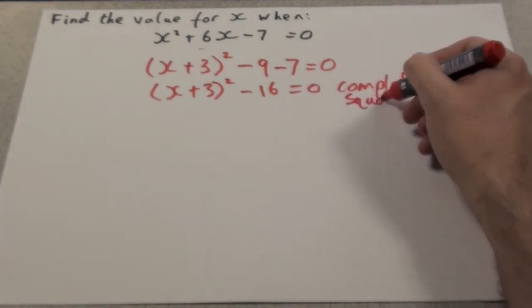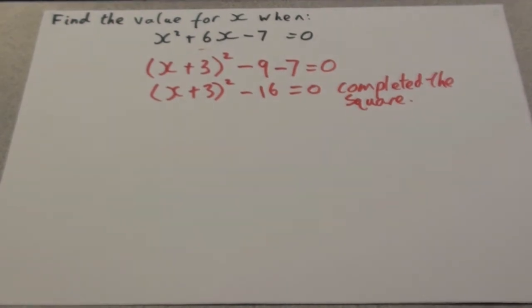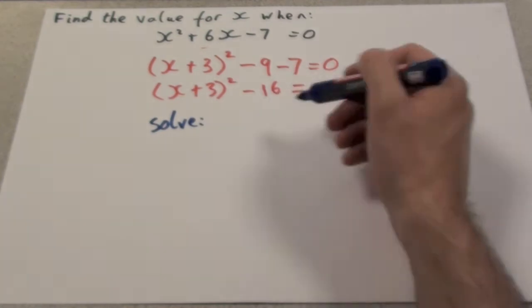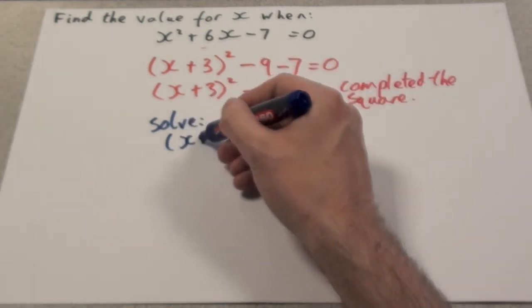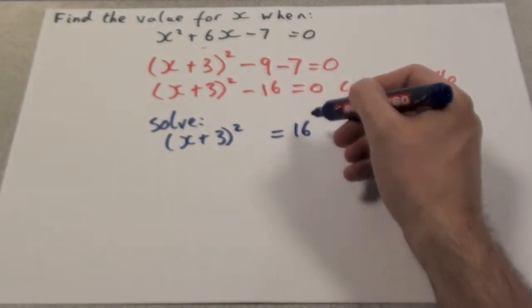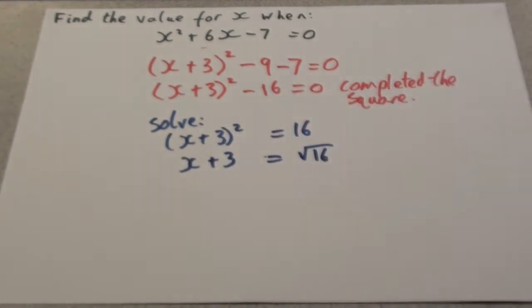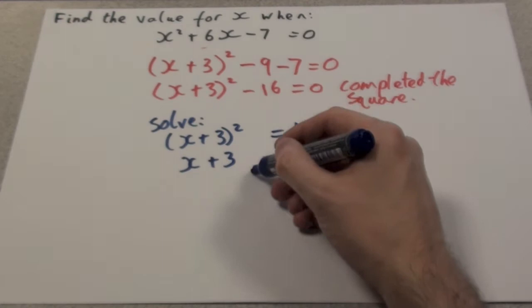We've now completed the square. However, we now need to solve the equation. So let's solve this. By adding 16 to both sides, we end up with (x plus 3) all squared equals 16. To get rid of the square, we take the square root of both sides, and we end up with x plus 3 equals root 16.